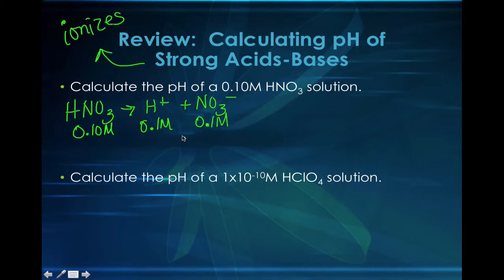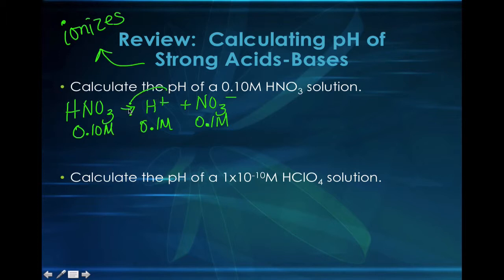And that's, if you think about the mole to mole ratio, for every one nitric acid we produce one of the hydrogen ions. For every one nitric acid we produce one of the nitrate ions. So this concentration is going to match up with the hydrogen ions because it's a 1-to-1 ratio if we think about the ionization reaction.